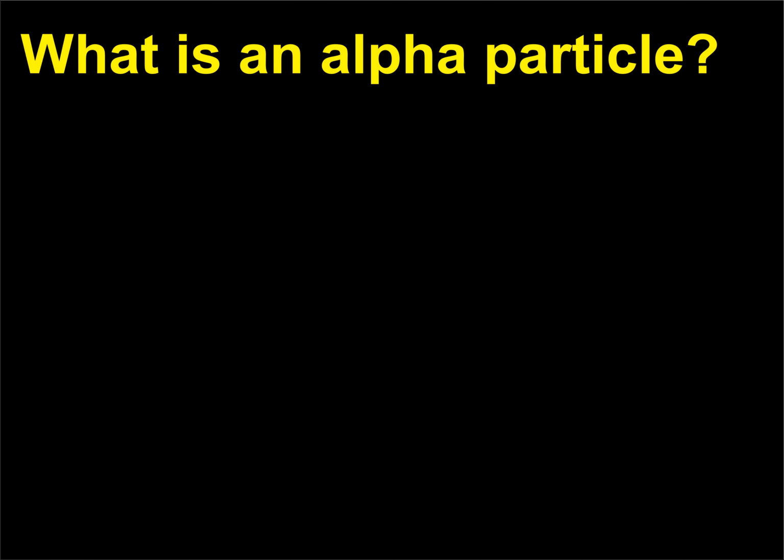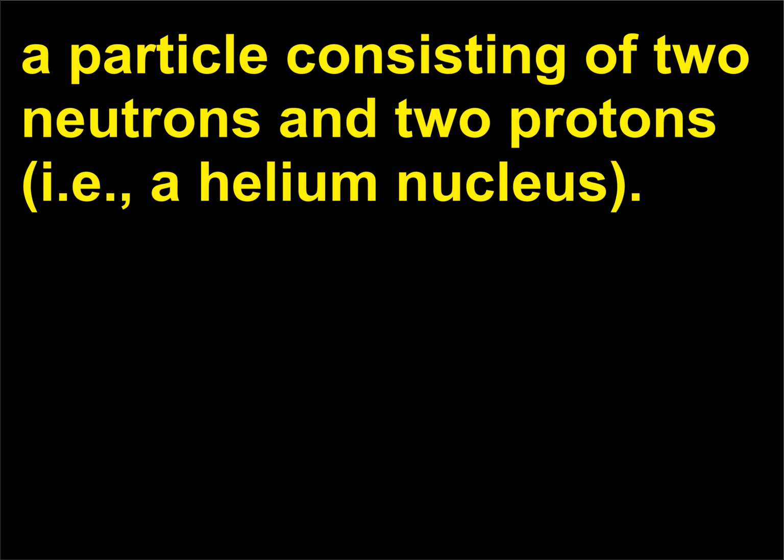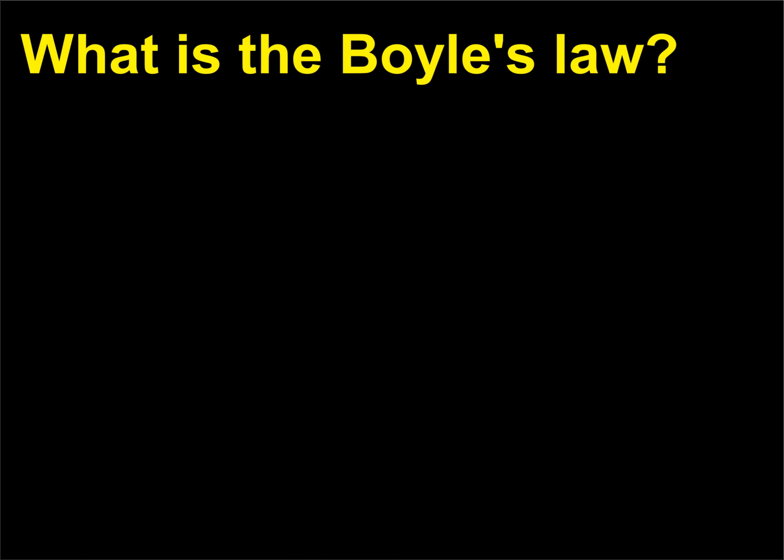What is an alpha particle? A particle consisting of 2 neutrons and 2 protons, i.e., a helium nucleus. What is the Boyle's law? Law stating that the pressure and volume of gas are inversely proportional.